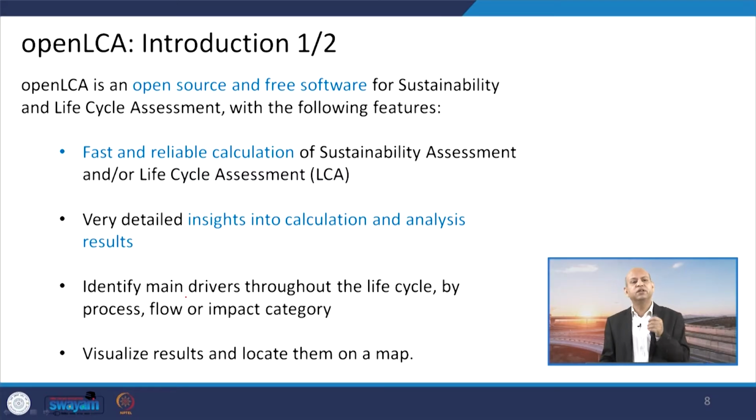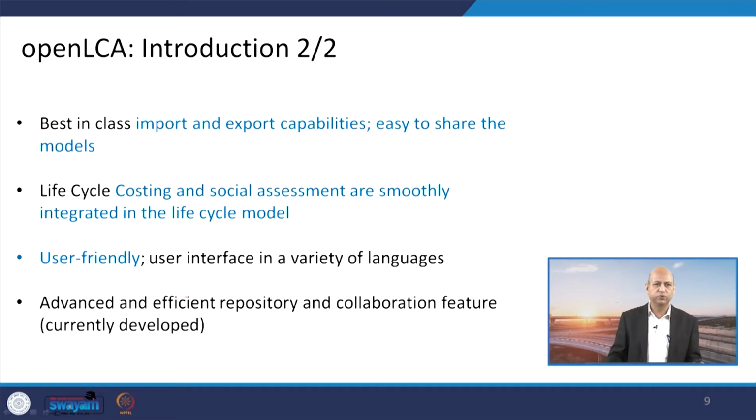It also helps in identifying the main primary drivers throughout the life cycle stages, in terms of processes, flows or impact categories. Then it also helps in visualizing the results in different ways, charts, tables, etc., and it can help us to locate things on a map. So, those visual aspects are also there, which are good in this particular software.